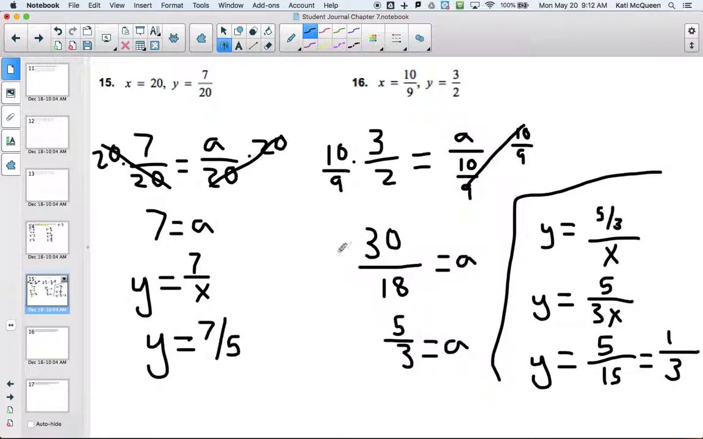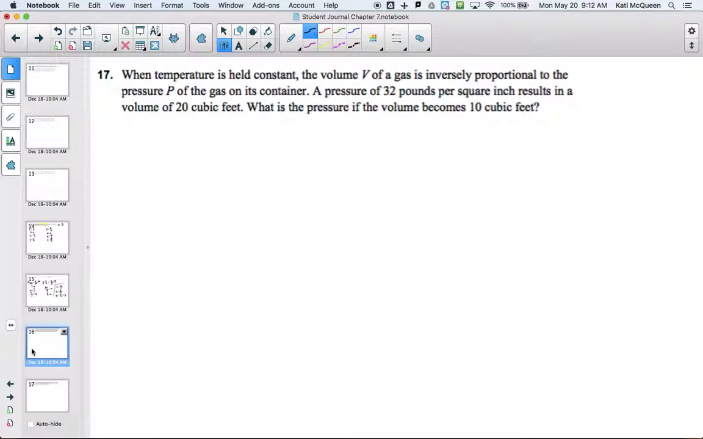Okay, so now we're going to go ahead and try these last two word problems on the page here. So we're going to get two different variables. We're not going to have x and y anymore. Okay, so they say when temperature is held constant, the volume V of a gas is inversely proportional to the pressure P. Okay, so that's the most important part here. V is inversely proportional to the pressure P. So V and P vary inversely is another way to read that. So we have V equals A over P is what we should be getting from that. Okay, so instead of with x's and y's, we just have V and P.